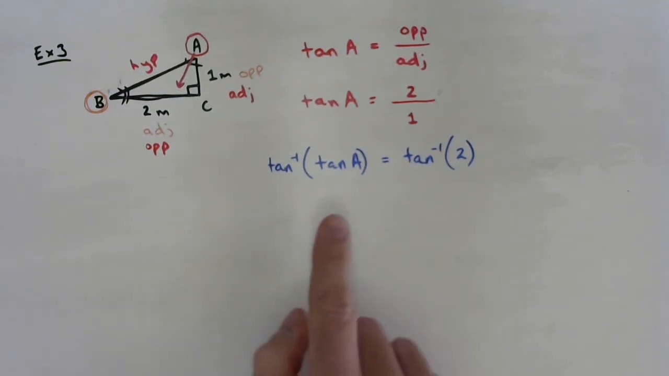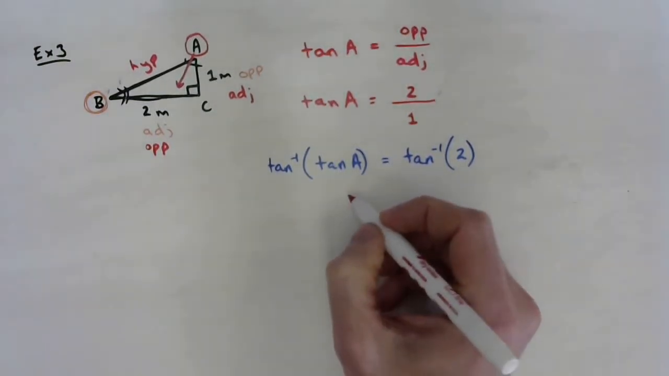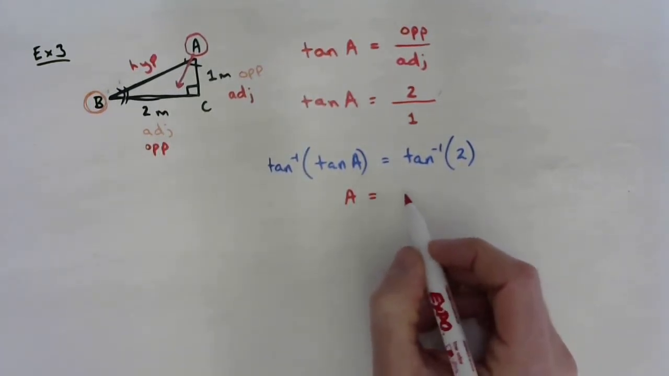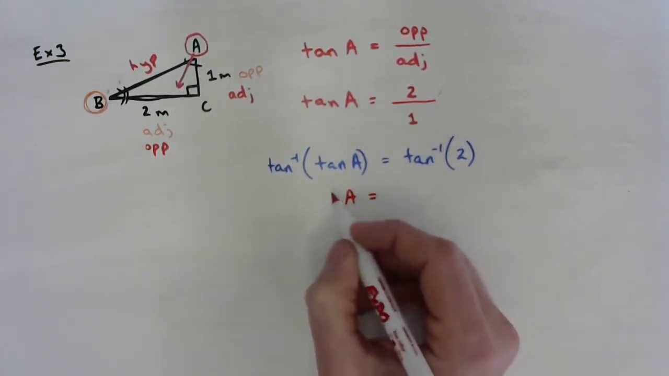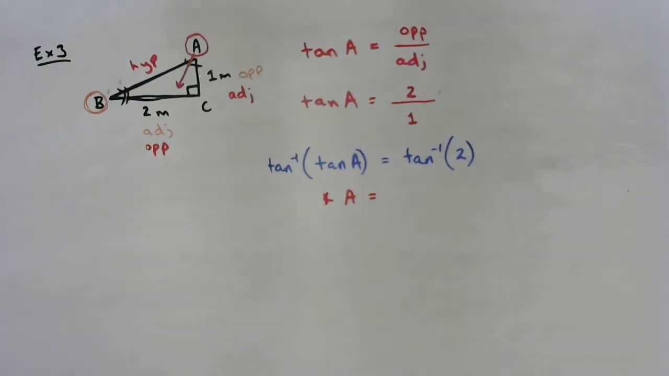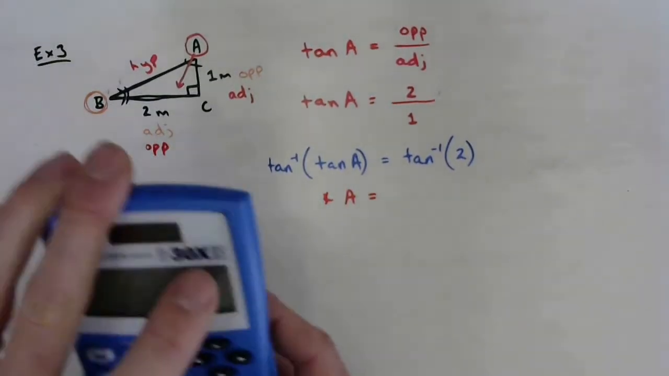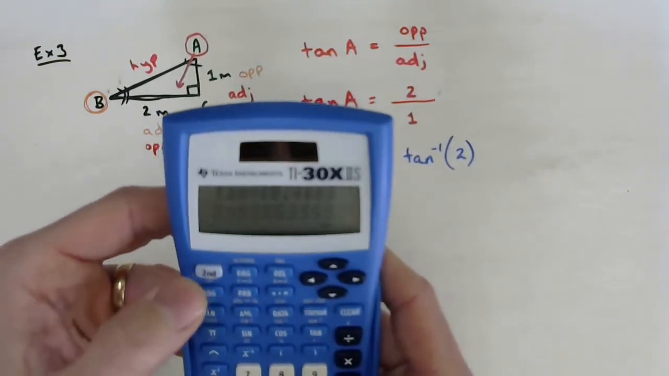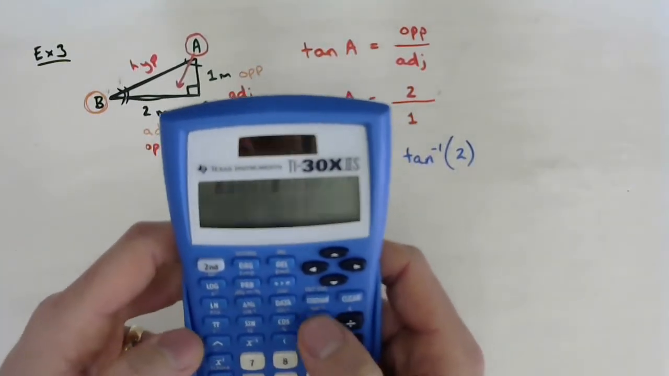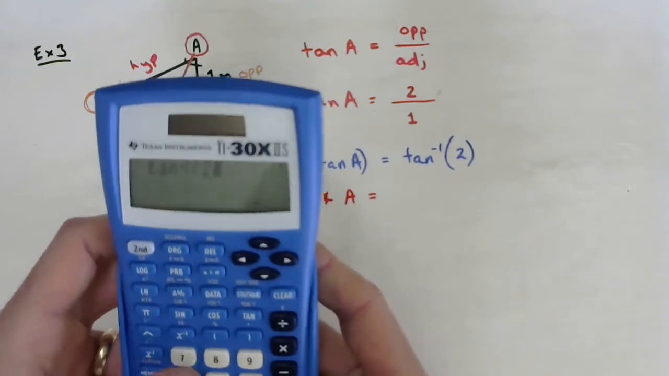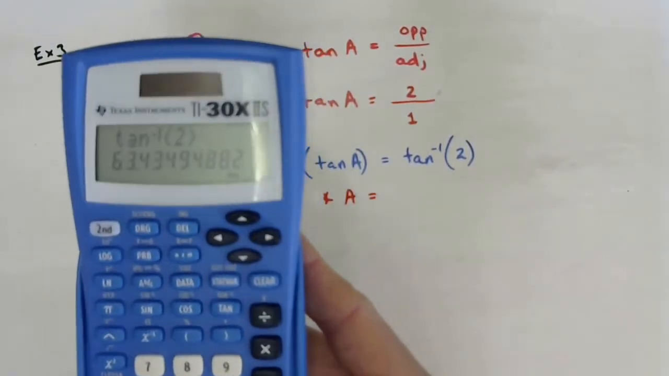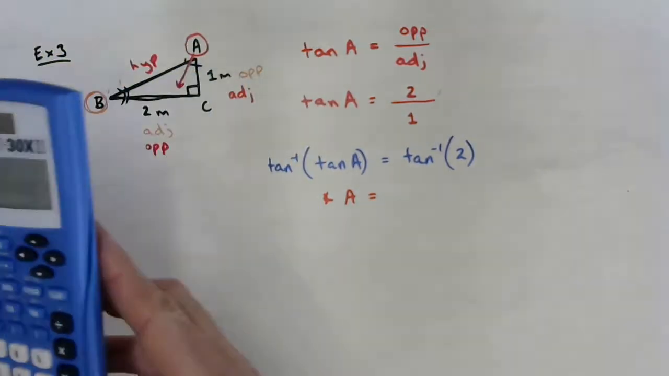What's left over here? Just A, because I took a tan and then undid it. And over here, all I have to do is punch this into my calculator, and I need to make sure I do it carefully. I'm taking the inverse tan, so I'm getting the second function of the tangent button with a 2. I can close the bracket or not. Your calculator will figure it out. Hit enter, and I get 63.4.